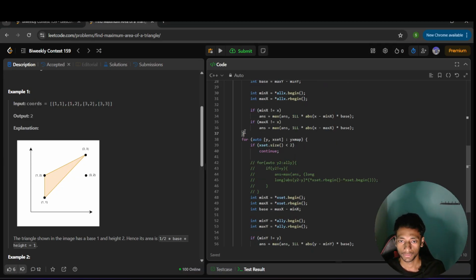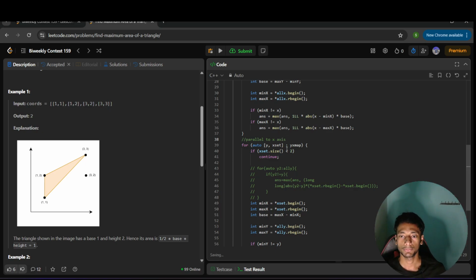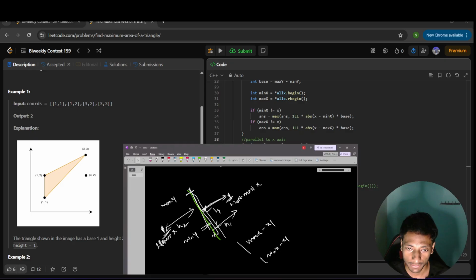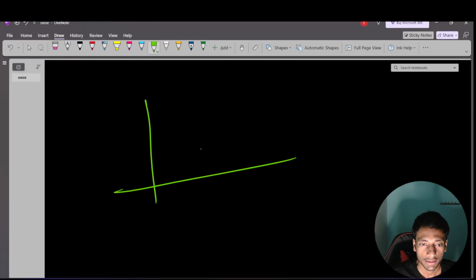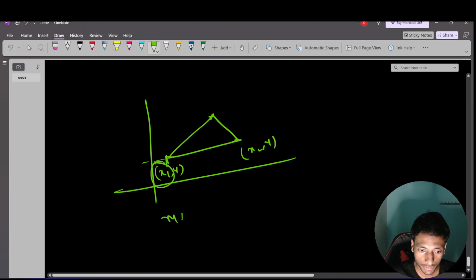Similarly, now generate all the possible triangles with base parallel to the x-axis. At that time I have to iterate the y-x map. So for a particular y, the base is parallel to the x-axis, which means the y value will be the same. Here the y value will be the same for this point also. It will be x1 comma y, and x2 comma y. So this is fixed. What do I have to do? I have to take the two extreme points, one will be x1, another x2, to generate the base.